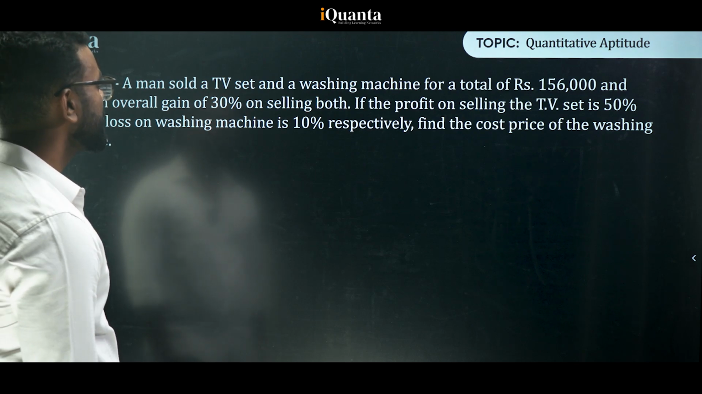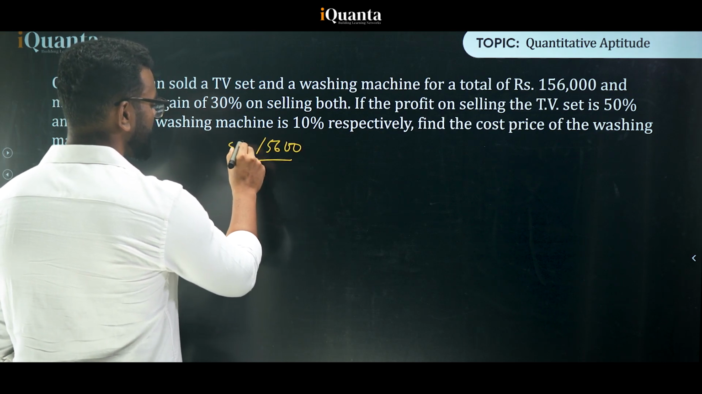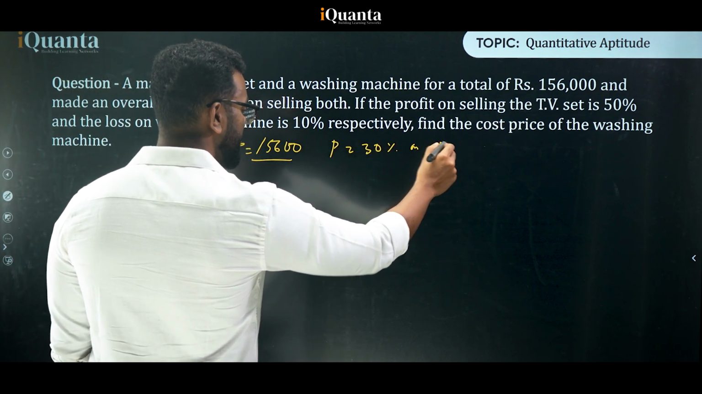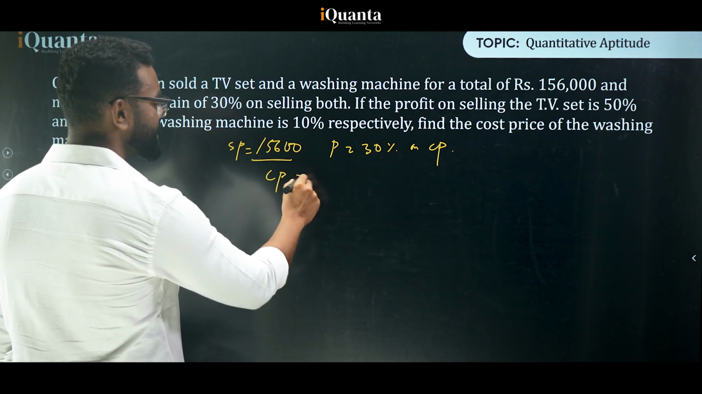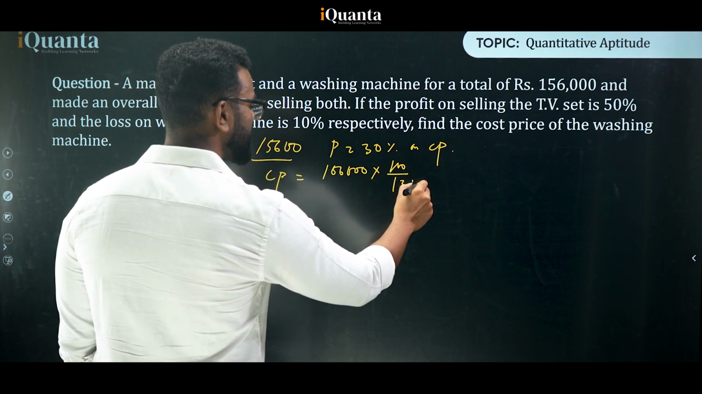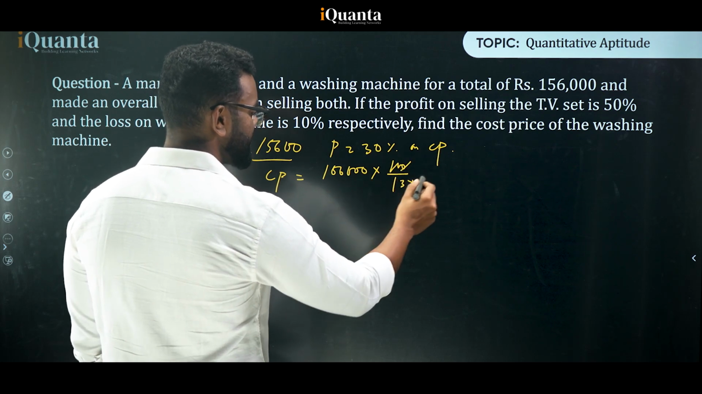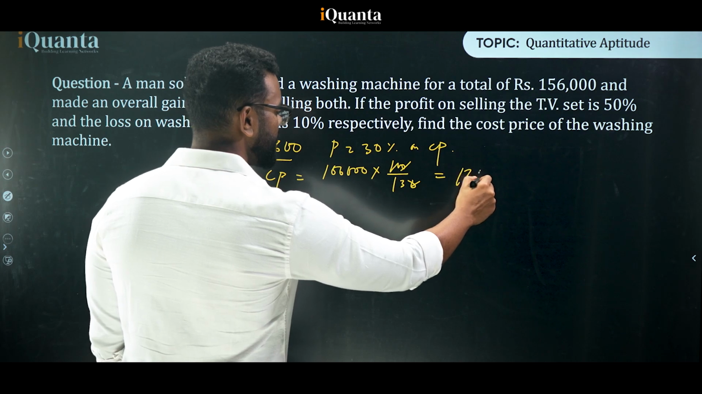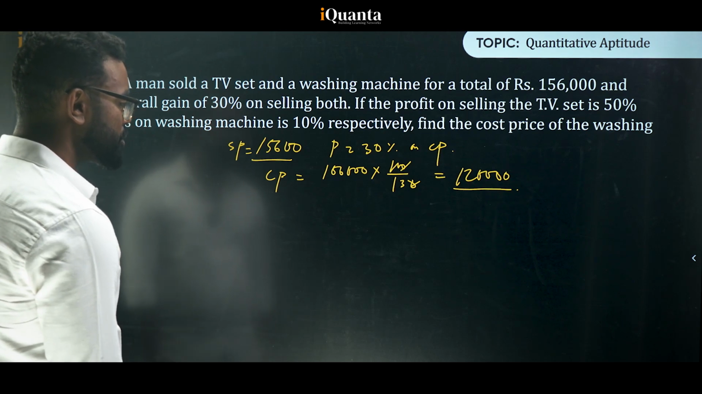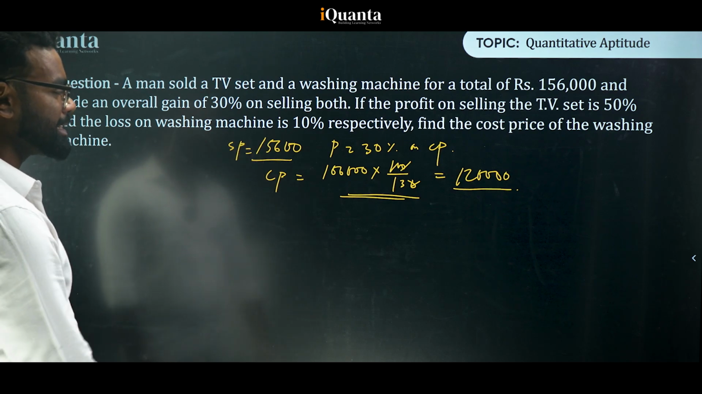The selling price is 1,56,000. The profit is 30% on CP. So what is the cost price? I can write directly 156,000 into 100 upon 130 by using the multiplicative factor. If I do this, this 0 is cancelled out, 156 by 13 is 12. So it will give me 1,20,000. So 1,20,000 is the cost price. How this comes, you will learn in profit and loss. So please go through profit and loss to understand how exactly this works.